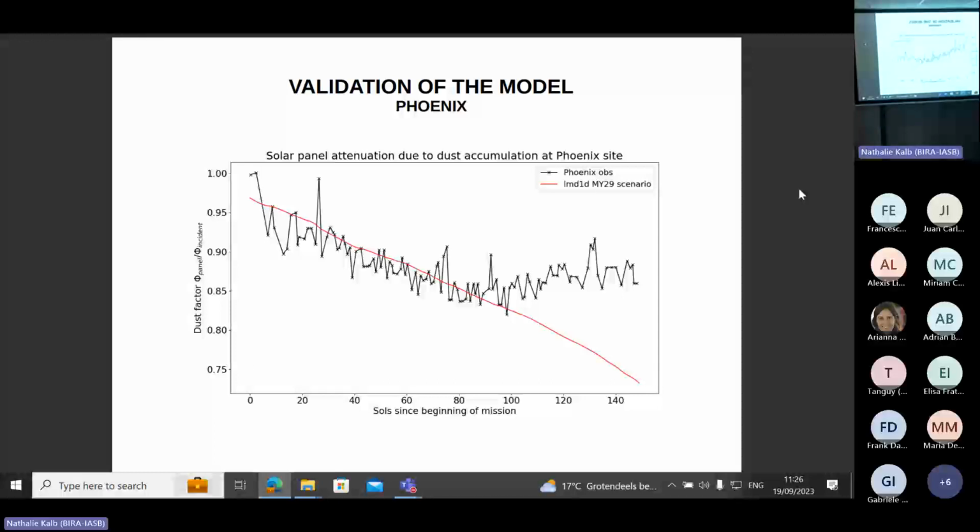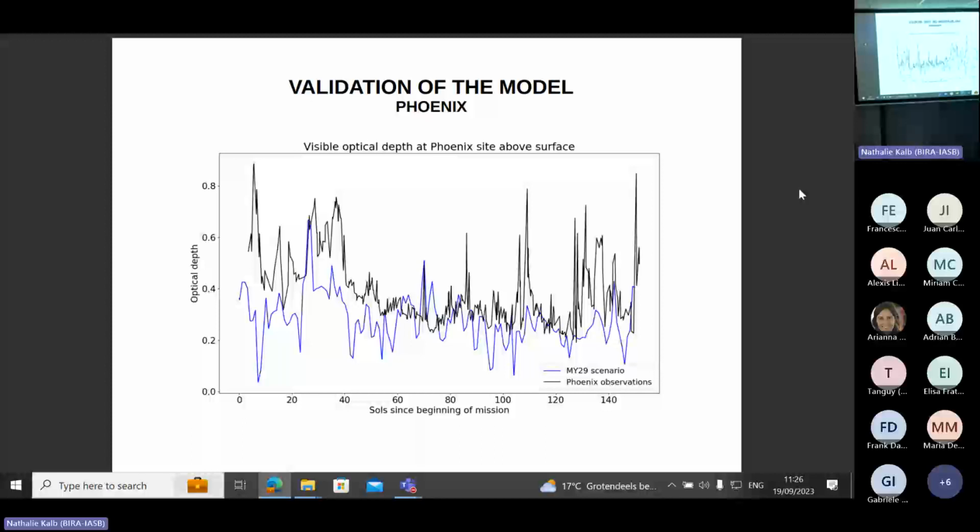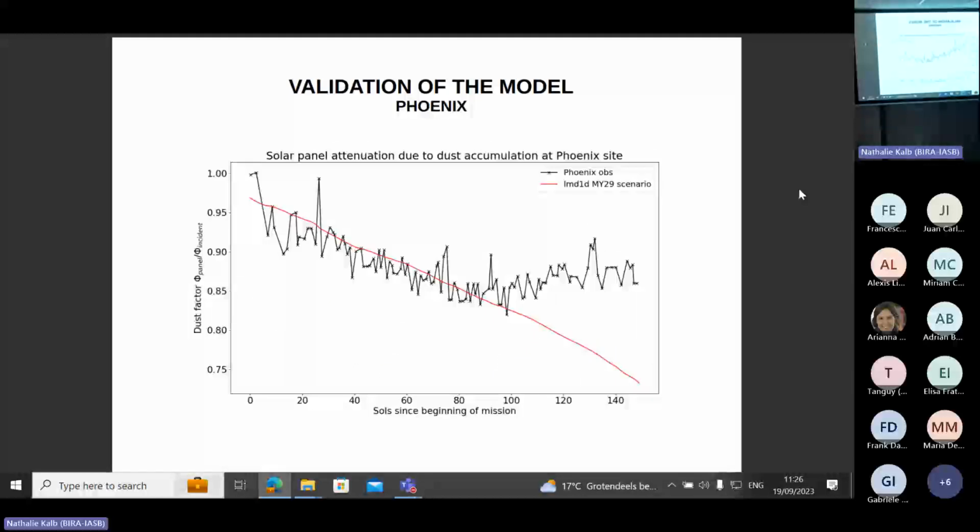on the panel. And you see there is this big decrease at the beginning of the year, which is due to the opacity here in black, which was measured by Phoenix, that was very high, which is not the case in the scenario. So that's why you have this important decrease at the beginning, and not a big decrease in the scenario.